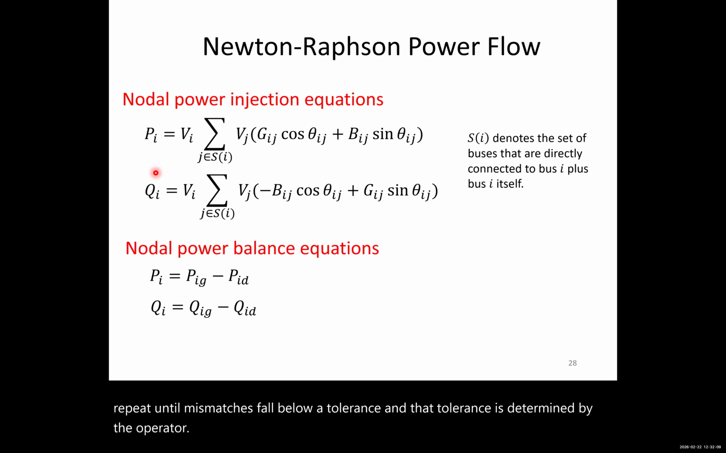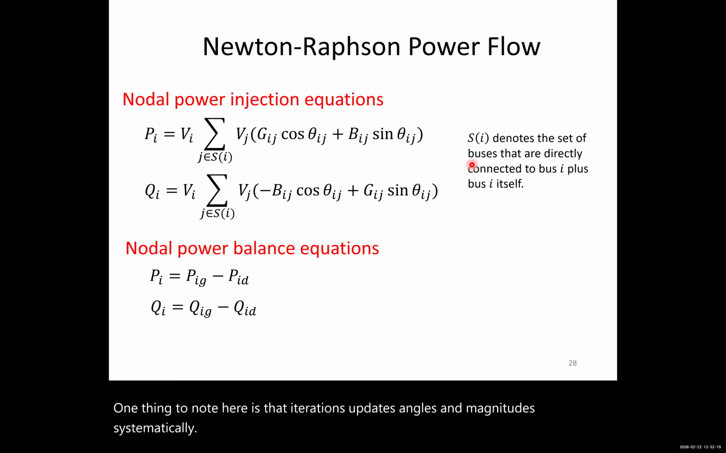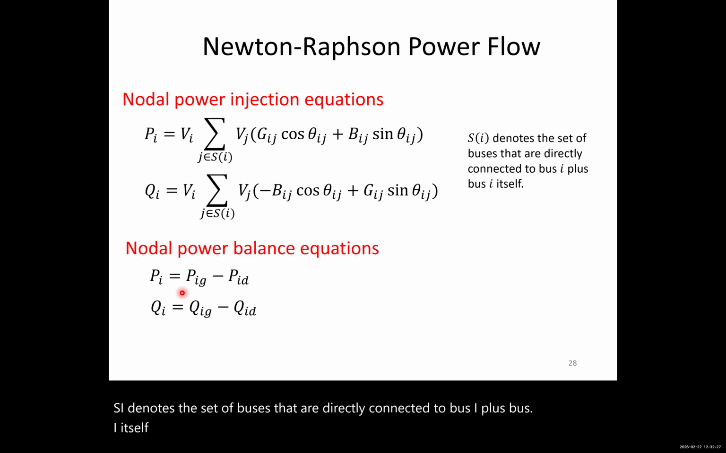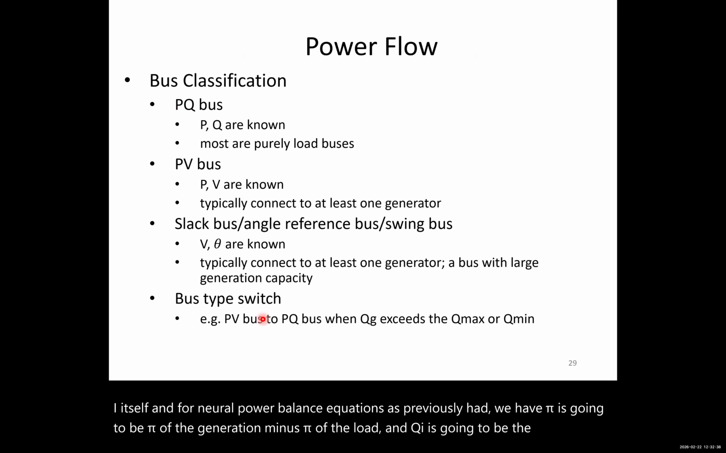One thing to note here is that iterations update angles and magnitudes systematically. S_i denotes the set of buses that are directly connected to bus i plus bus i itself. And for nodal power balance equations, as previously had, we have P_i is going to be P_i of the generation minus P_i of the load, and Q_i is going to be the same, Q_i of generation minus Q_i of the load.